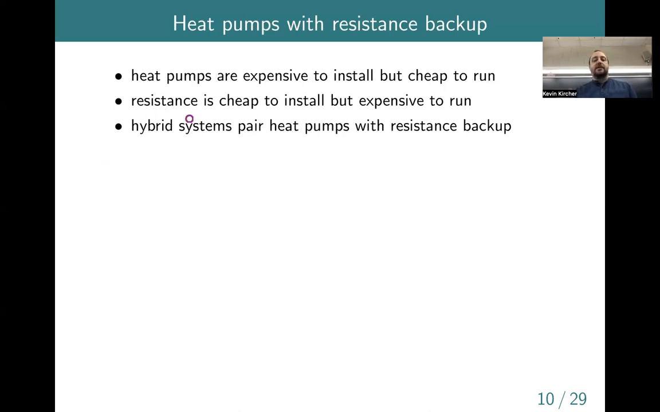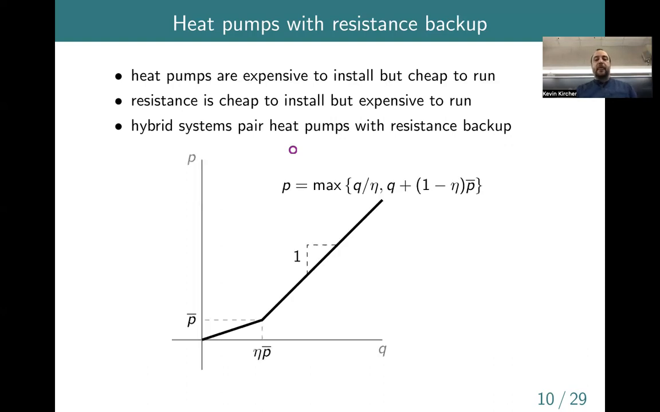And then electric resistance is just the opposite. It's dirt cheap to install, lasts forever and so forth, but it's pretty expensive to run because it's a lot less efficient. So a hybrid system typically uses a heat pump to do most of the work. And then when its efficiency drops or when load is very high, it flips to backup electric resistance heat. So here is the mathematical way to simulate that.